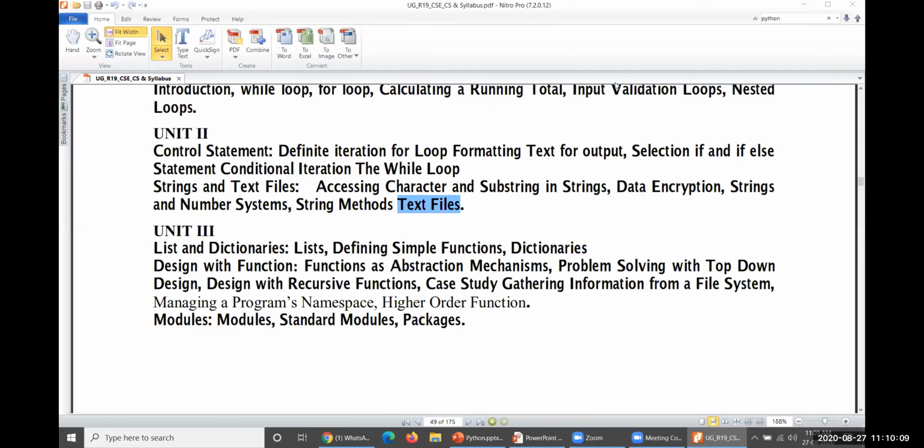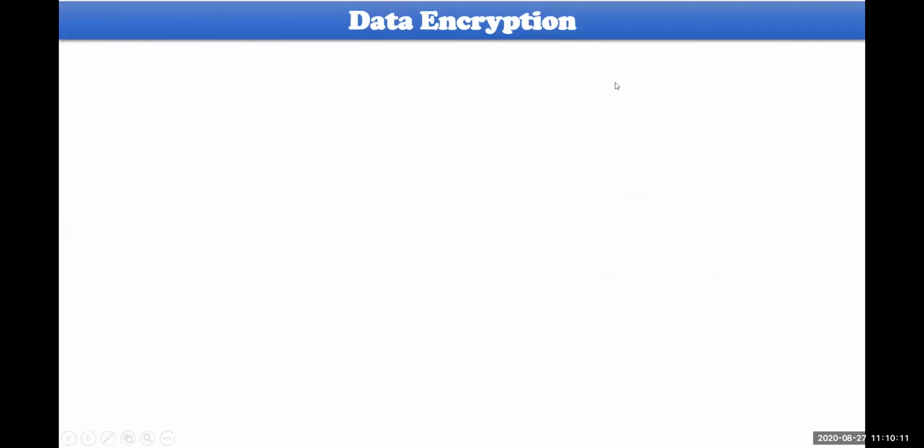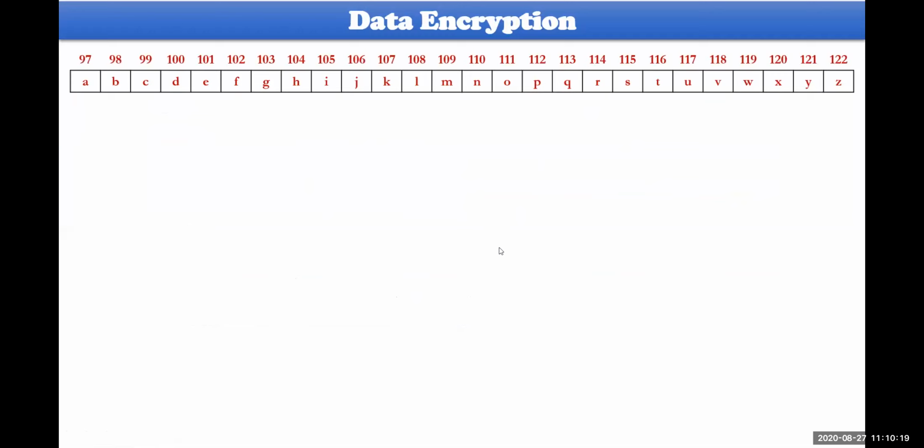So data encryption takes place something like this. We have taken this particular concept in the previous class itself, but let me discuss one more time. If you consider the ASCII character set, the ASCII value for small a is 97, and the ASCII value of small z will be 122, something like this. So based on this, we would like to discuss something like this here.